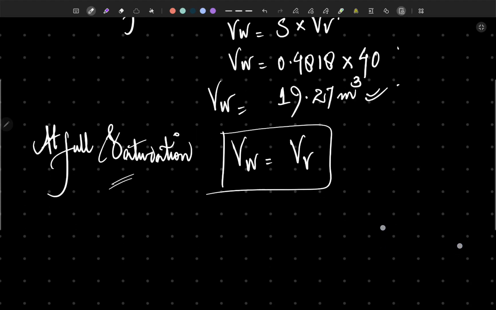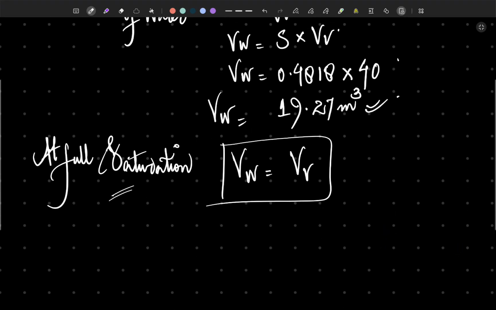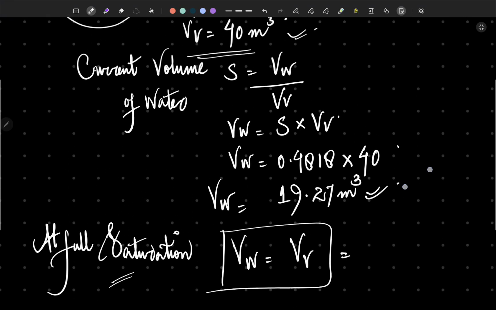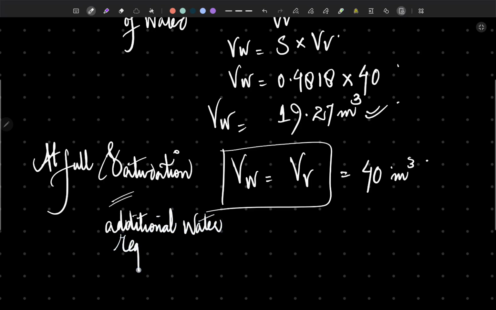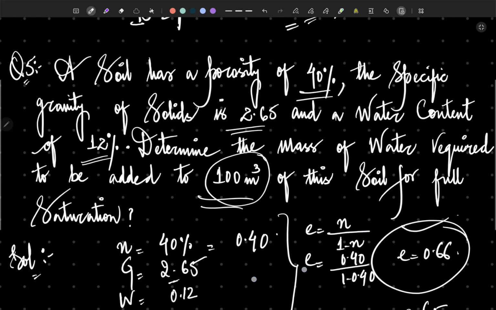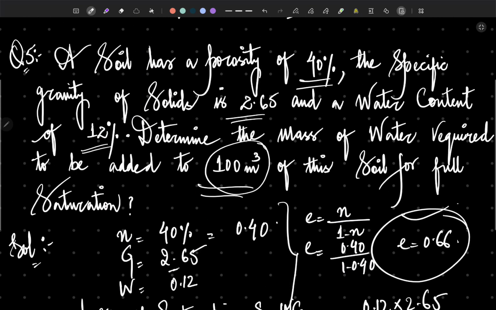All right, the volume of water becomes equal to the volume of voids, and we know the volume of voids is how much? 40. So at full saturation, the volume of water will be 40 cubic meters. So, additional water required. The question itself demands: determine the mass of water required to be added to this much soil so that it will be fully saturated.